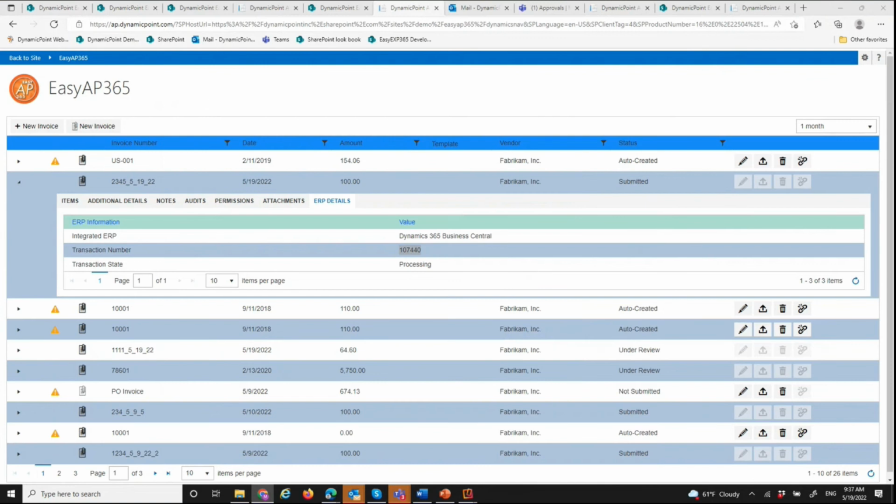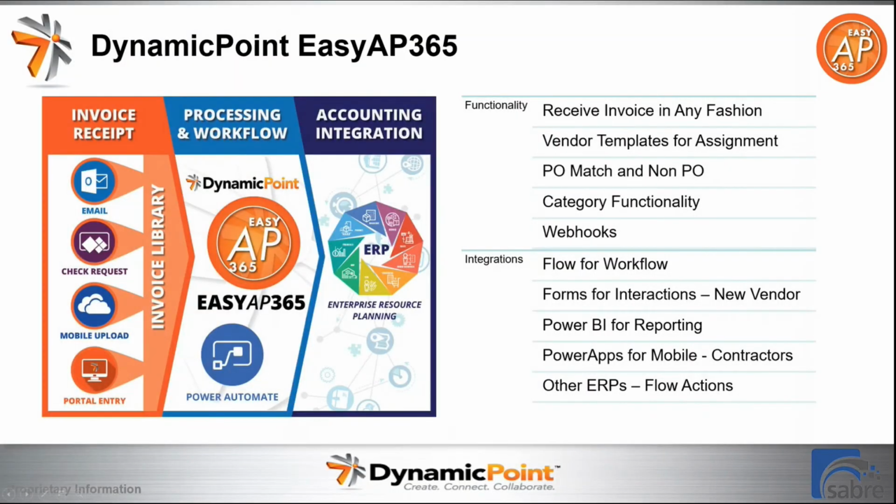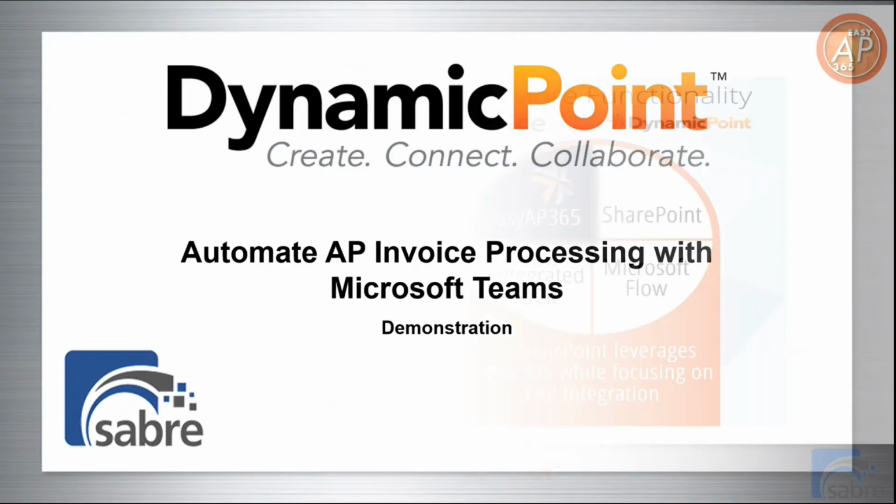So let's go ahead and go back to our diagram really quick. So let's see, let's make sure we went through everything correctly. We went through the invoice receipt. We showed you how to receive it in the different fashions. We looked at the processing and how that could be done. Each of these, we showed the integration with Teams, the accounting integration. We called the web services of Business Central and brought that invoice directly in there. So we'll skip those because we already did it.